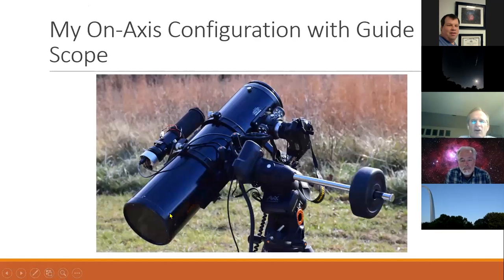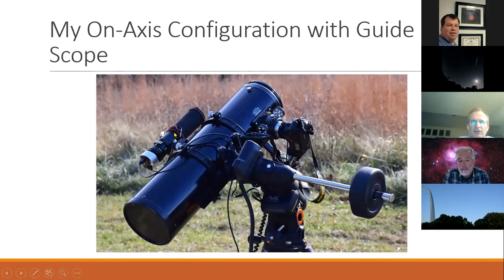So this is an on-axis arrangement. Here's my camera. This is my guide scope. It has its own scope, and here's my camera. So this is what's considered an on-axis configuration. It's a separate telescope. And again, the challenge here is if my focuser is kind of bending as I go through the night and the telescope's rotating, this camera over here won't pick it up.